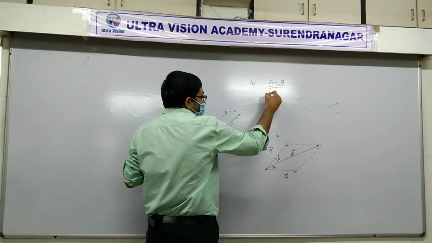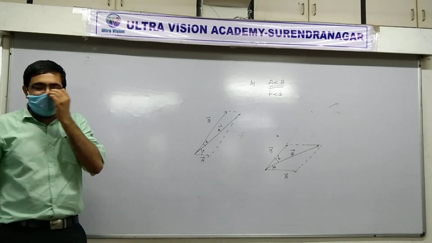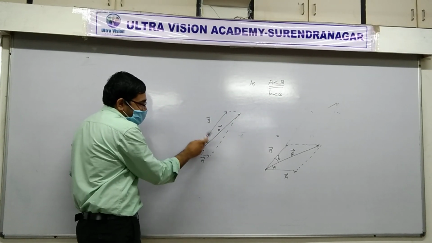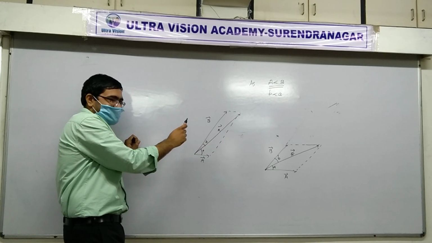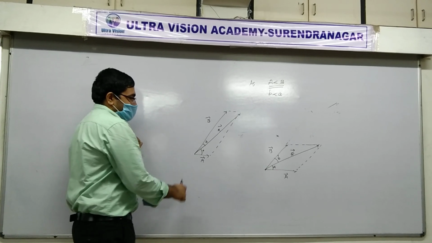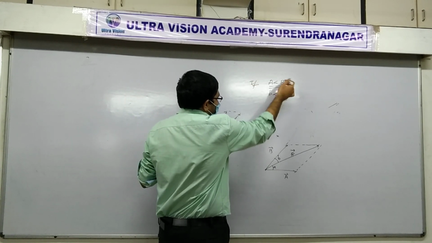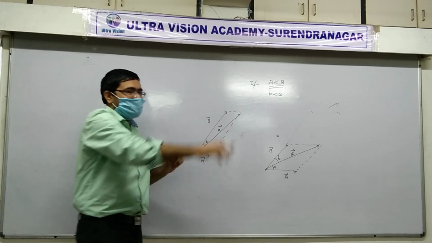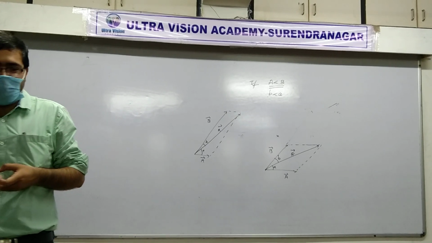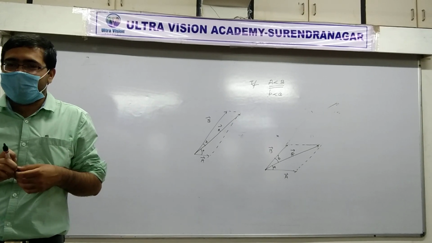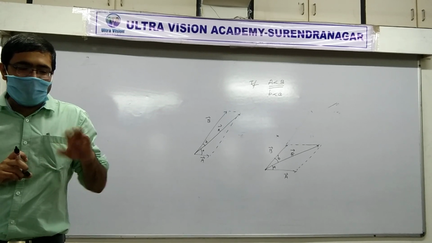Small b will be less than small a. Is that clear? That is basically the R vector turning towards the B vector. Got it or not? Right. So if A is less than B, then angle B will be less than angle A. Is that the option? No. Okay. B is not the answer.